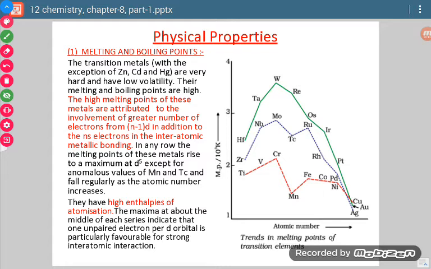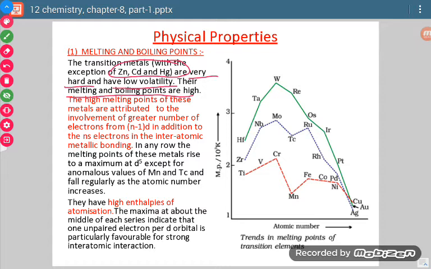First of all, we are going to discuss melting and boiling points. In general, transition metals have very high values of melting and boiling points. They are very hard and have low volatility, except these three. These three are the elements at the last group of the d-block elements.